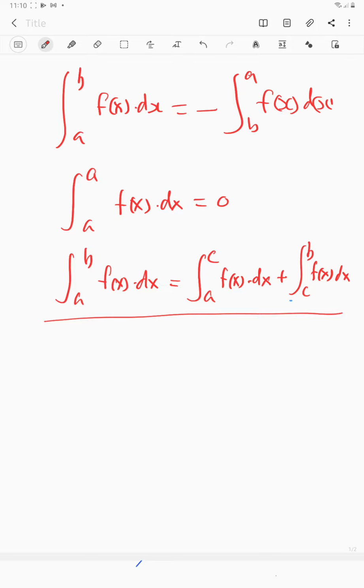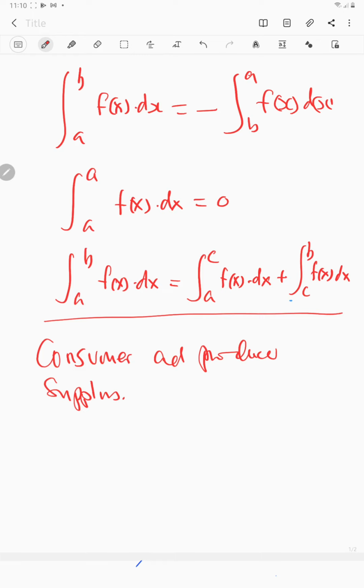So in the next section, we'll discuss the application of these, looking at the consumer and producer surplus. We'll look at the consumer and producer surplus in the next section. Thank you.